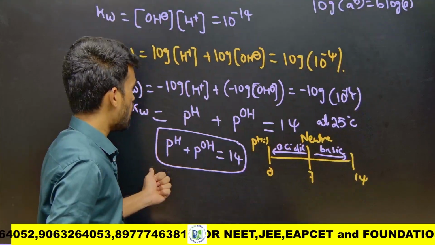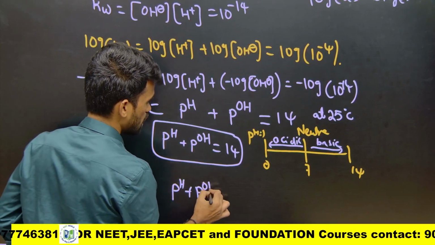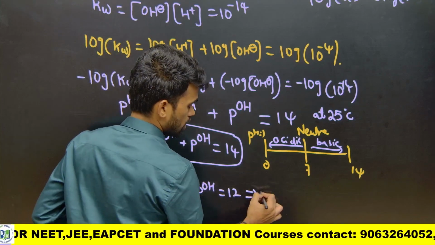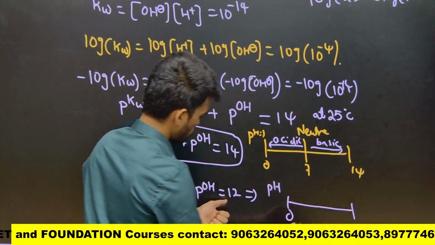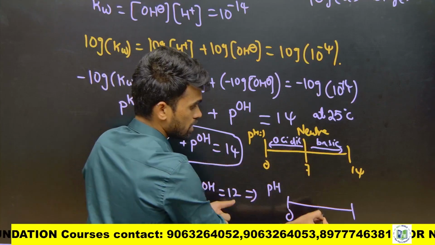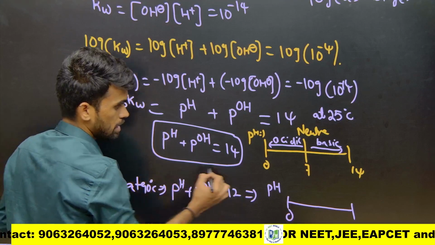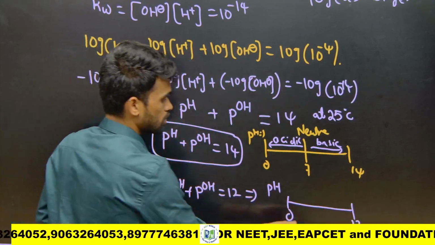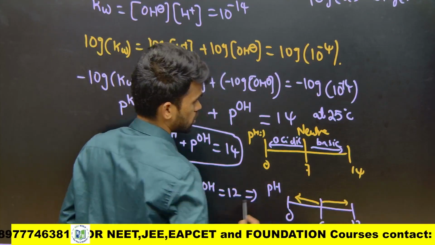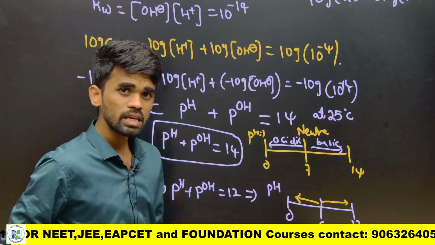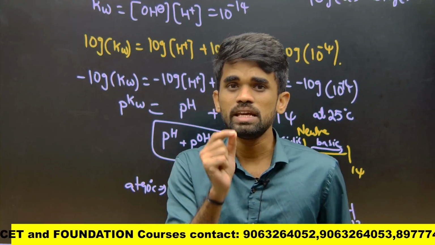Now what if I want to discuss this at 90 degrees? pH plus pOH equals 12. So in this case, the pH scale should be taken from 0 to what value? Not 14, that is 14 at 25 degrees. At 90 degrees, you should take it up to 12. So here the midpoint I should consider is 6. So below 6 is acidic, above 6 is basic. Hope it is clear.